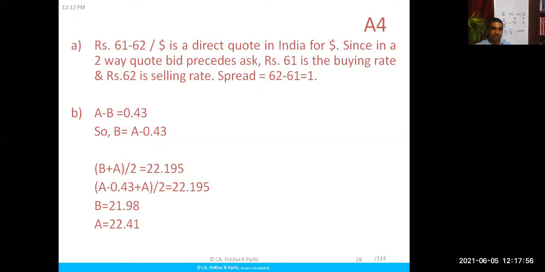Right. So A minus B is equal to 0.43, so B is equal to A minus 0.43. Second, you already know (B plus A) by 2 is equal to 22.195. What you can do is replace B with A minus 0.43. So (A minus 0.43 plus A) divided by 2 is equal to 22.195. The bid is 21.98 and the ask is 22.41. Obviously, this was your answer.